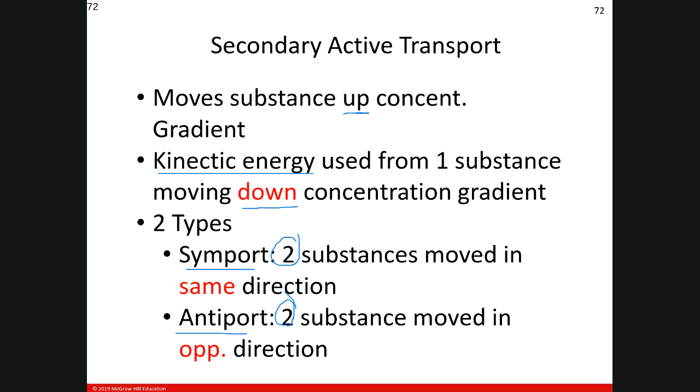One's going to go down its concentration gradient. The other one goes up its concentration gradient. Yeah. So like if it was doing something in the cell, two things would come out of the cell, or one thing comes in, one thing comes out, or two things go in. Exactly. Yep.